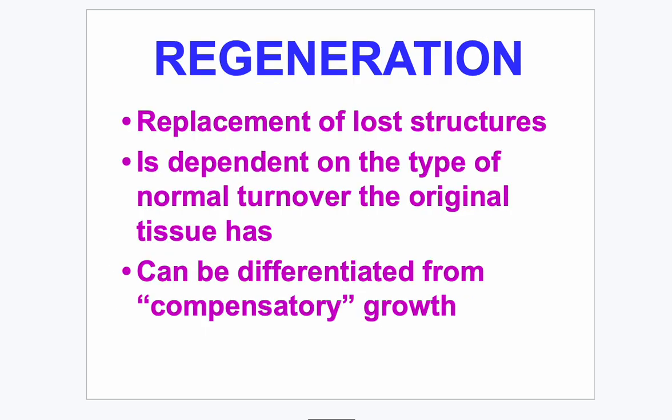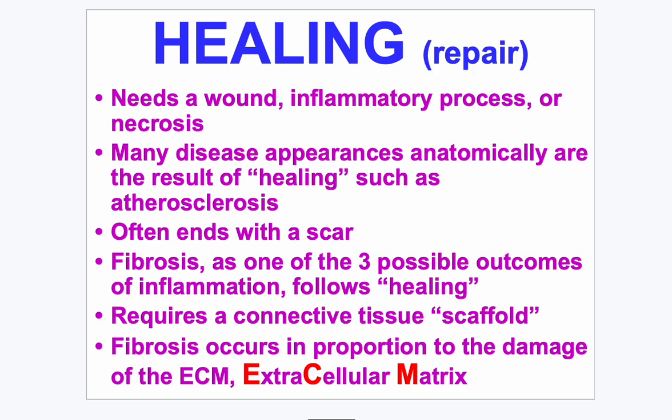So regeneration, these are the replacement of lost structures dependent on the type of normal turnover the original tissue has and can be differentiated from compensatory growth. So an example of compensatory growth is when one kidney becomes larger after a nephrectomy, no? Nagtagal ng kidney, so lumaki yung isa as compensatory. Or the left portion of the right lobe of your liver enlarges after taking a part of the lobes, no? While sa healing naman, no, nag-repair siya, okay, needs a wound, inflammatory process or necrosis.